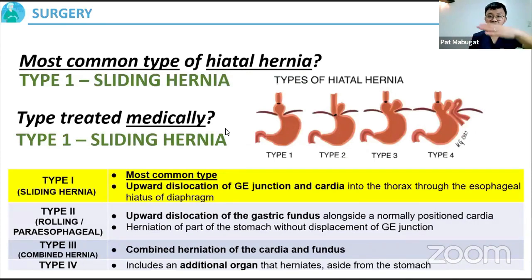For type 2, rolling, if you have a defect here, you have the esophagus here, and one part of the stomach, particularly your fundus, remember the fundus is the cap of the stomach, the head of the stomach, goes at the side. So it's rolling at the side, right? Sliding goes up and down, rolling goes to the side. Type 3 is combined 1 and 2, and type 4 is an additional organ. So it's usually colon or other organs aside from the stomach.